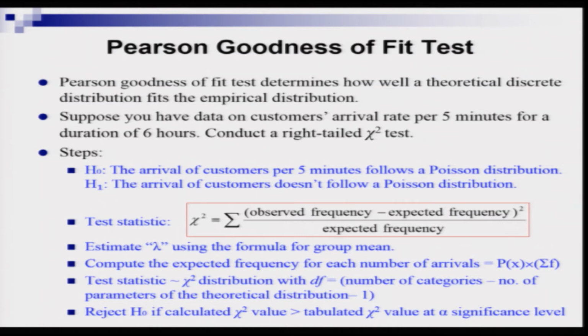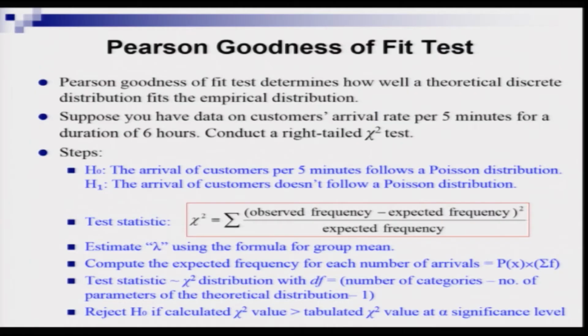So, once the degrees of freedom is determined, now we have to set the decision rule, and note that the decision rule that we are going to present here is not very different from what we have seen earlier. The decision rule can be laid out as: you reject the null hypothesis if the calculated chi-square value, which is basically the test statistic value, is greater than the tabulated chi-square value at alpha significance level.